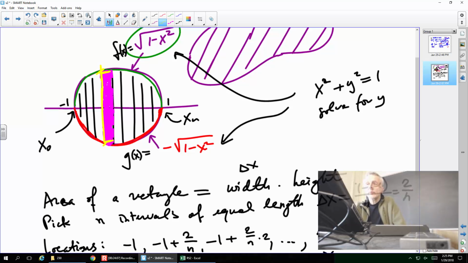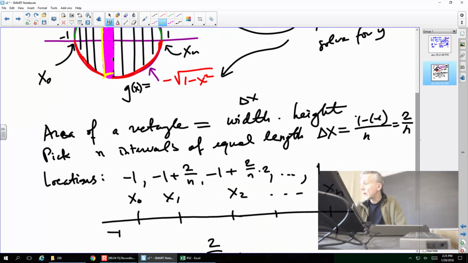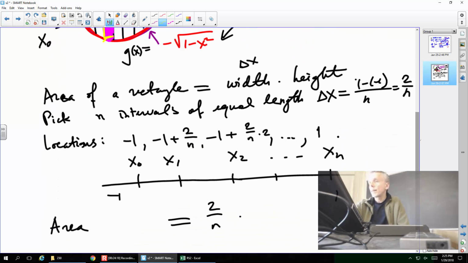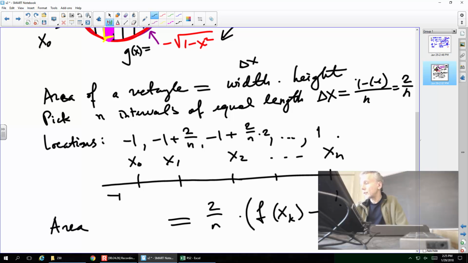As we know, we need to subtract how far f is from 0 and how far g is from 0. So it will be simply f of x k minus g of x k.